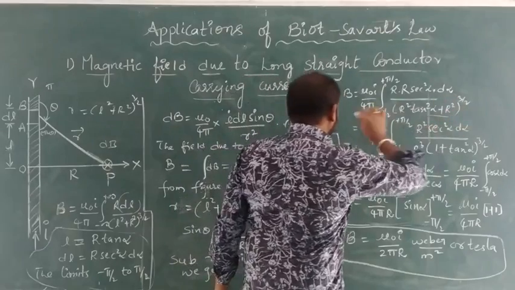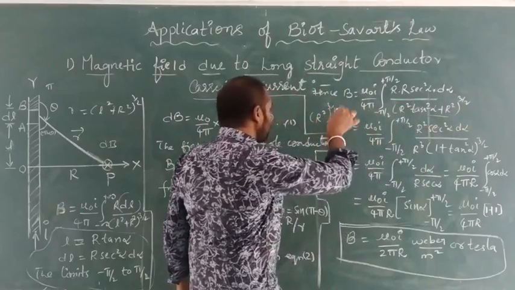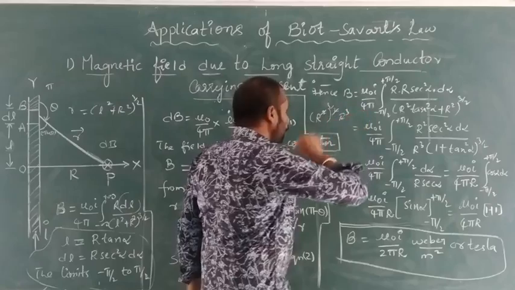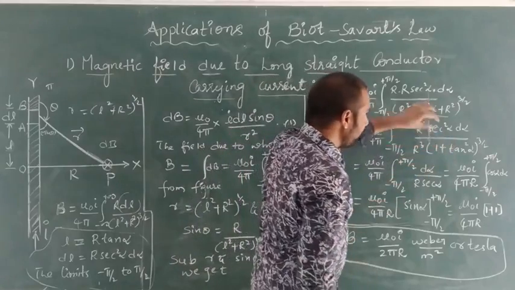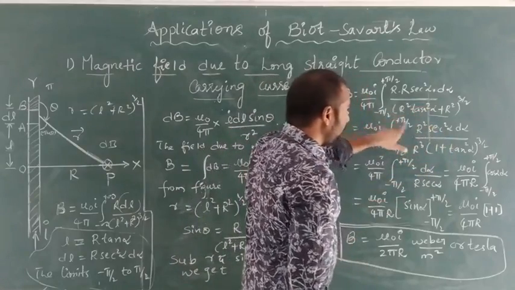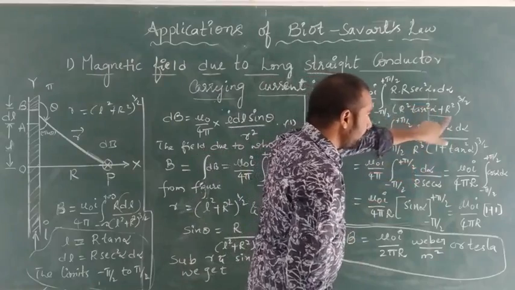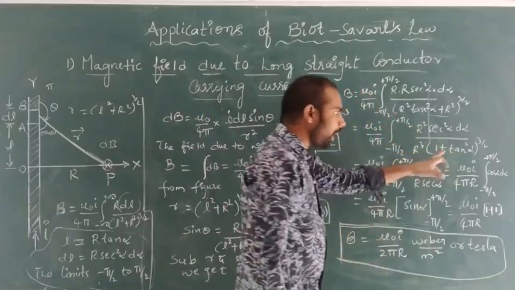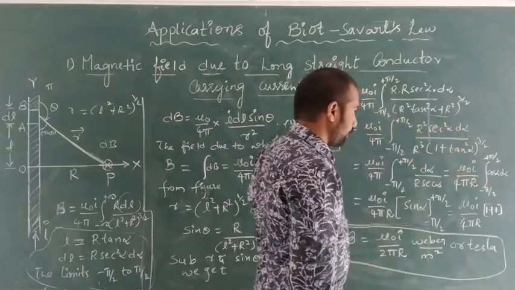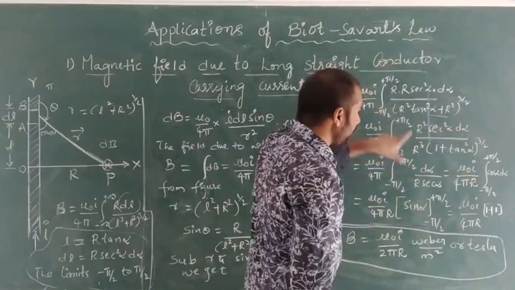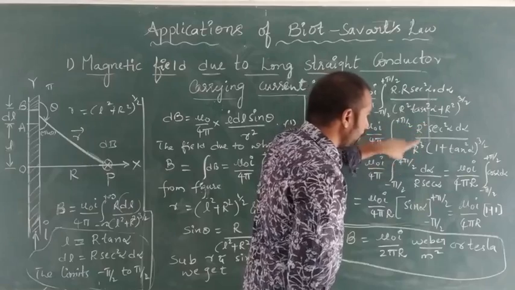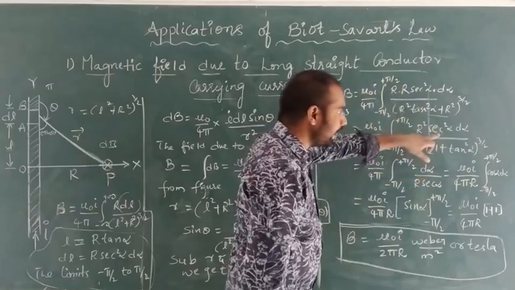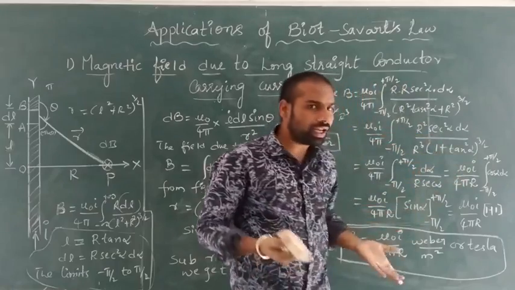R square whole power 3 by 2. Take r square outside: r square to the power 1 by 2 is cancelled, and you get r cube. So by bringing this r square outside the bracket, it becomes r cube. Now what remains is 1 plus tan square alpha, whole power 3 by 2. In the denominator we have r cube, so r square and r cube cancel, we get only one r, and secant square alpha in the numerator. Here, 1 plus tan square alpha is how much?